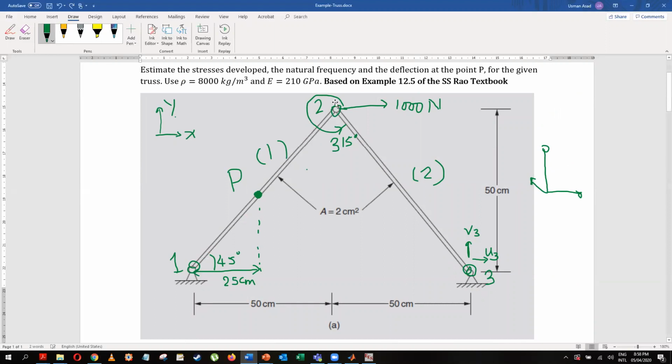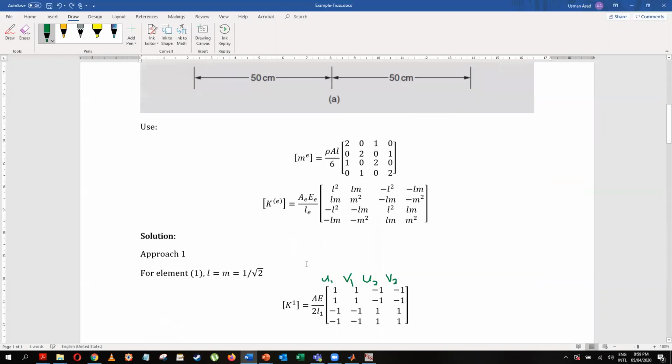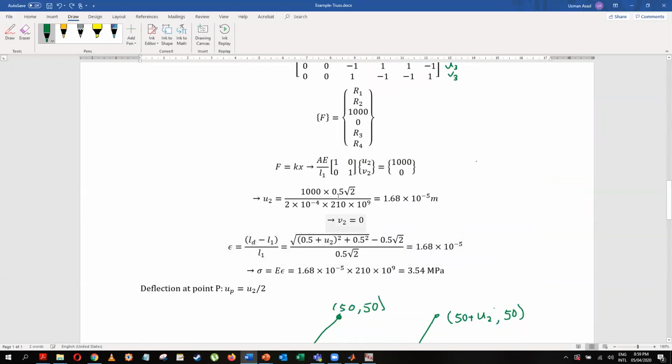If you look at the length, if you try to find the length, it's kind of obviously 50 square plus 50 square under root, right? So 50 into under root 2 in centimeters. So in meters, it's going to be 0.5 under root 2, right? So the length of each of these elements is 0.5 under root 2.